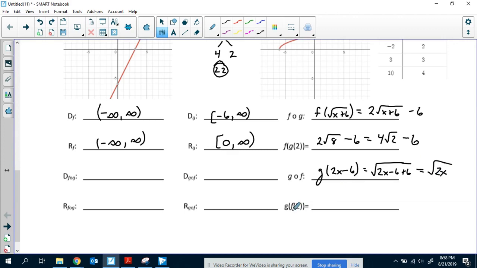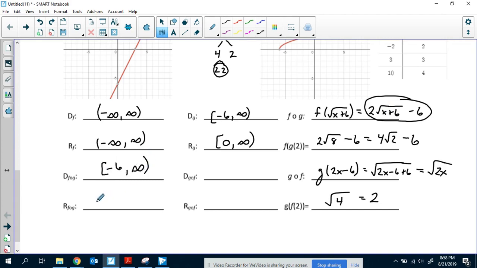So if I take g of f of 2, I'm substituting 2 into this equation. I get the square root of 4, which is 2. Finally, the domain of these functions. If I take a look at f of g, what can I substitute in? I can only substitute in values that are larger than -6. So bracket -6 to infinity.